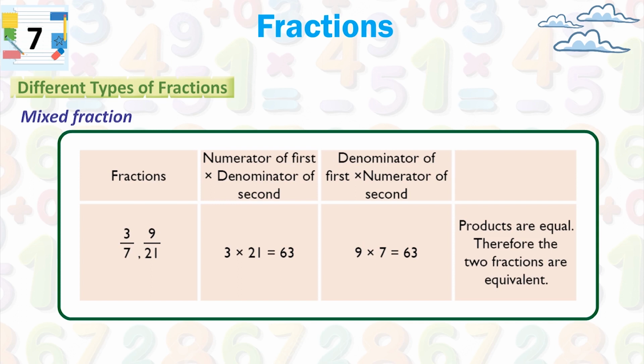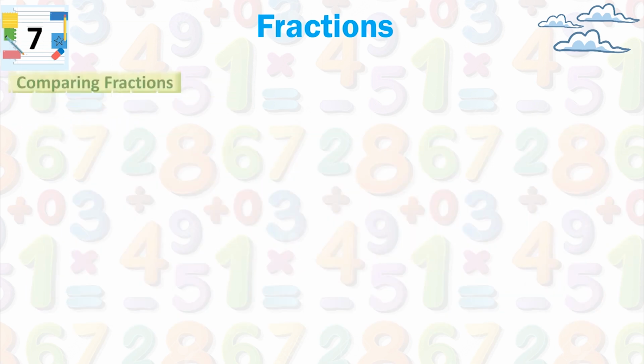3 upon 7, 9 upon 21. 3 into 21 is equal to 63. 9 into 7 is equal to 63. Products are equal. Therefore, the two fractions are equivalent.